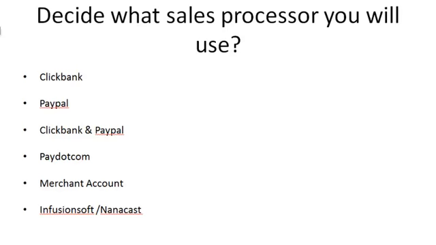The next thing you need to decide as part of this process is which sales processor you will use. There are lots and lots of options. You've got ClickBank. You've got probably the easiest one, which is PayPal. You can do a combination of ClickBank and PayPal. You can use Pay.com. You can use a merchant account and a merchant gateway or payment gateway. You can use tools like Infusionsoft and Nanocast or Premium Webcards, one of the latest ones to come along.